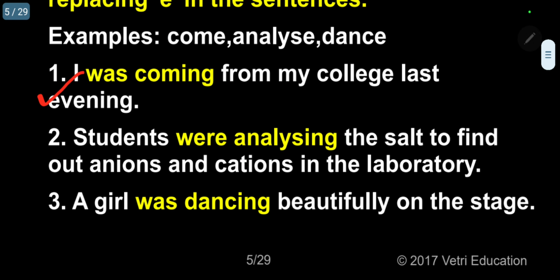Students were analyzing the salt to find out anion and cation in the laboratory. A girl was dancing beautifully on the stage. So I am giving three different sentences. The verbs I am using are coming, analyzing, dancing. In all the cases, kindly follow: I am removing E and adding ing, if it is a regular verb. Please follow.